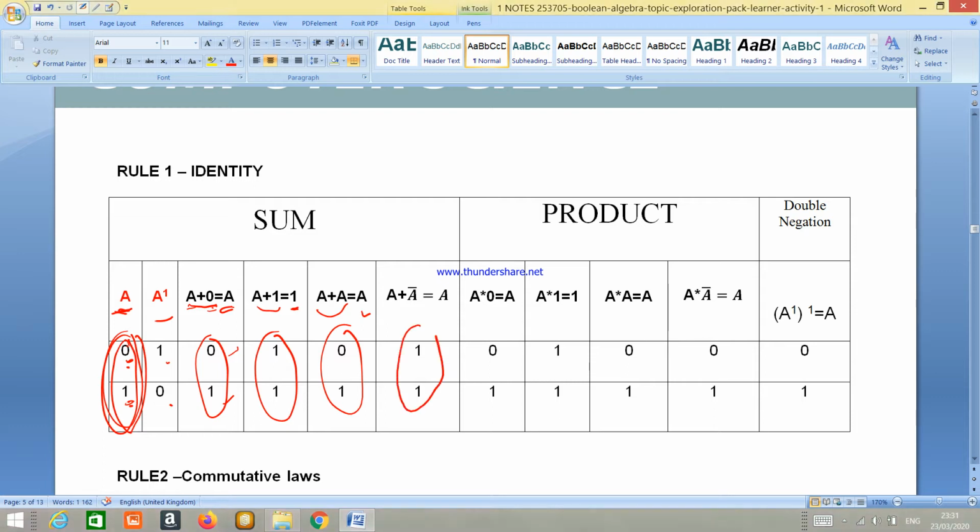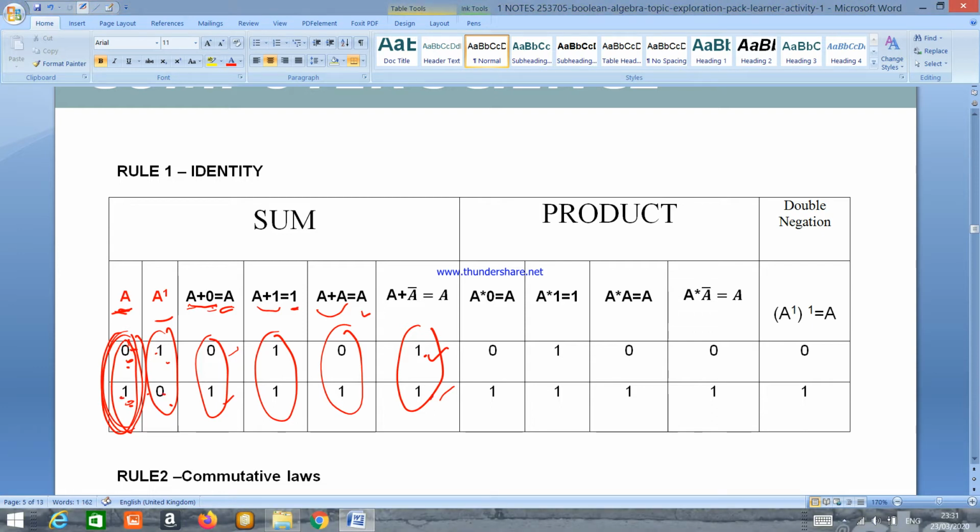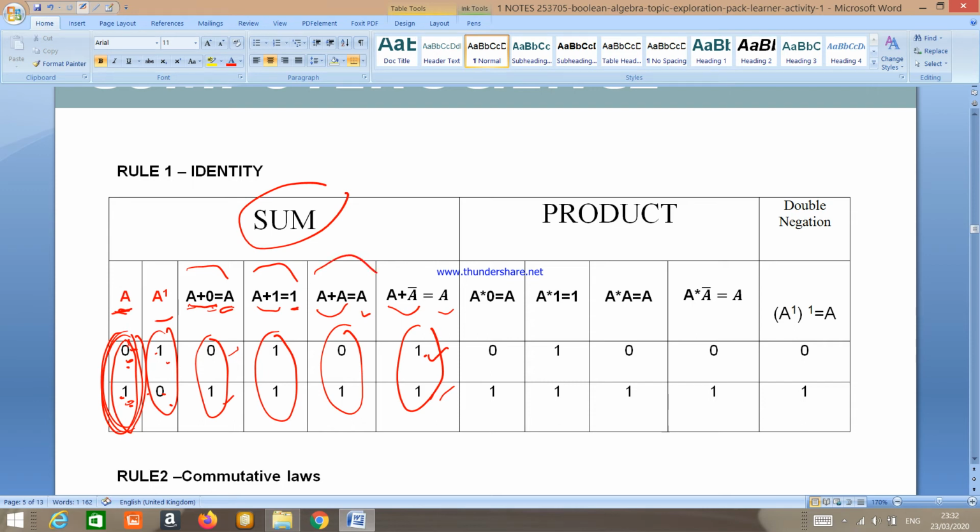And now A plus A dash. This is A, this is A dash. A plus A dash is 1 and 1: 0 plus 1 is 1, 1 plus 0 is 1. So A plus A dash is 1. Now these are called the sum identities: A plus 0 is A, A plus 1 is 1, A plus A is A, A plus A dash is 1.